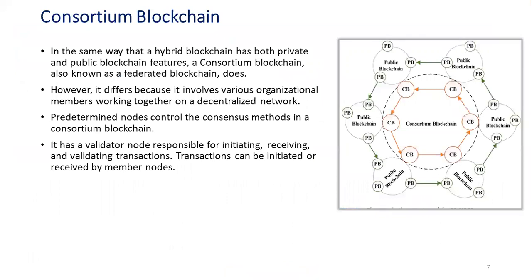Then third platform is the consortium blockchain. In the same way that a hybrid blockchain has both private and public blockchain features, a consortium blockchain, also known as a federated blockchain, differs because it involves various organizational members working together on a decentralized network, and predetermined nodes control the consensus method in a consortium blockchain. It has a validator node responsible for initiating, receiving, and validating transactions. Transactions can be initiated or received by member nodes.